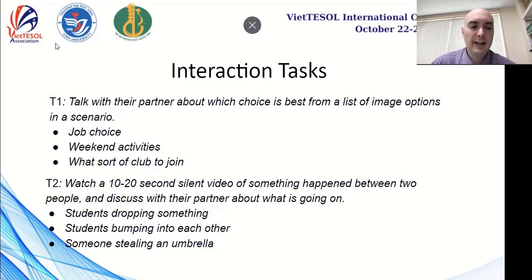The other task we had that we want to readdress as well is similar to the image. In a way, it's actually a video. They have to watch a 10 to 20 second silent video that we recorded with a couple of students. They're basically different situations. For example, one student might spill a coffee, or another student might steal an umbrella from a different student. And we want the students to talk about it with each other.